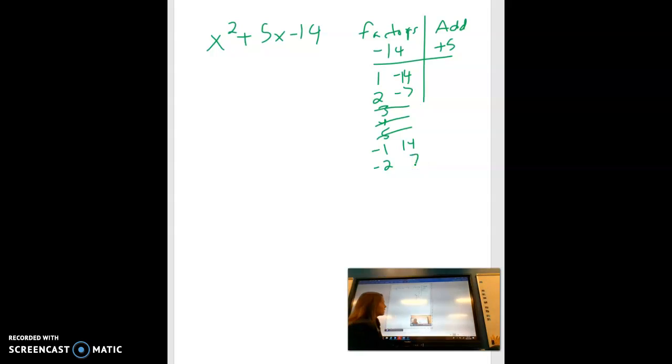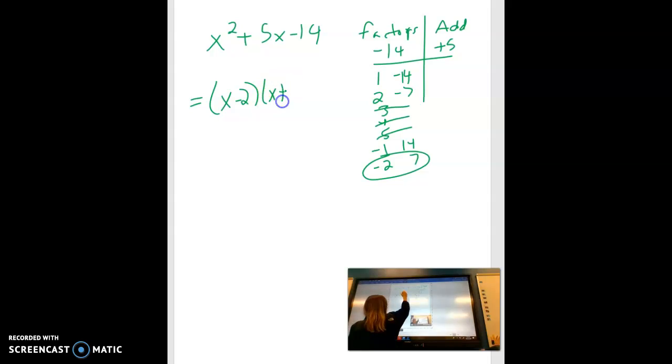Right? So now based on this, what are my two factors that add to 5? Well, it's actually negative 2 and 7. How do I know that? Well, you could check it in the calculator. So now I'm able to quickly factor this as x minus 2, x plus 7. I am done.